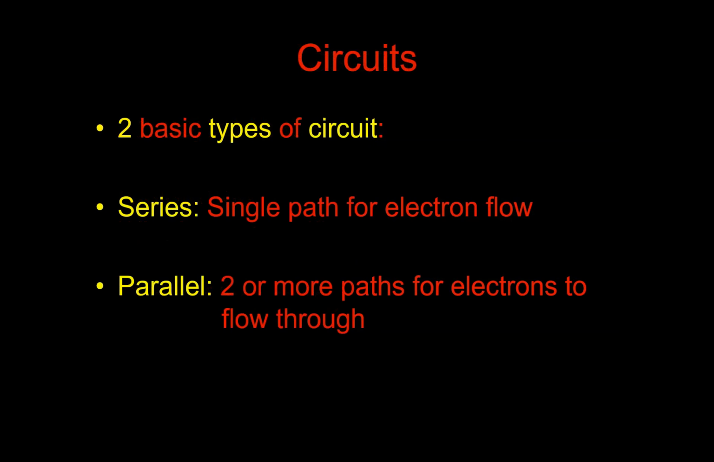So before we proceed with our networks of resistors, there are two basic types of circuit that we have to consider. There is a series circuit, which allows a single path for our electrons to flow through, and what we call a parallel circuit, which, as it sounds, provides two or more pathways for our electrons to flow through. And circuits can be either one or the other of these, or a combination of these types.